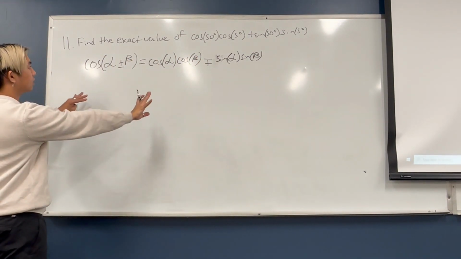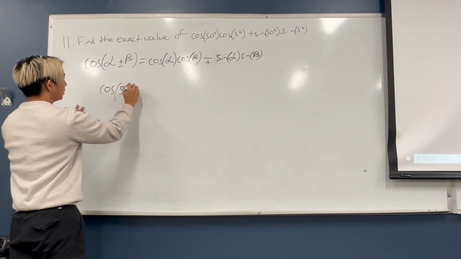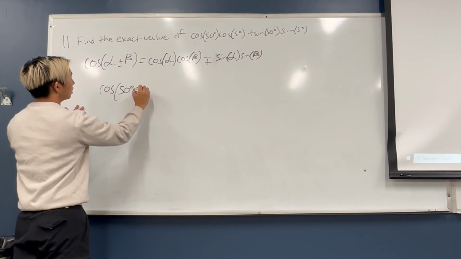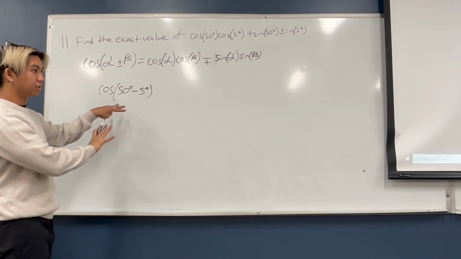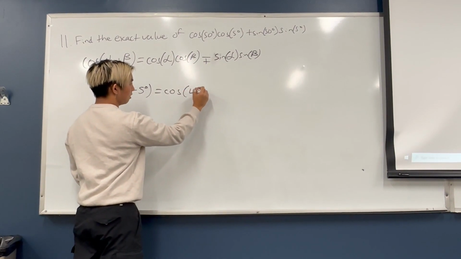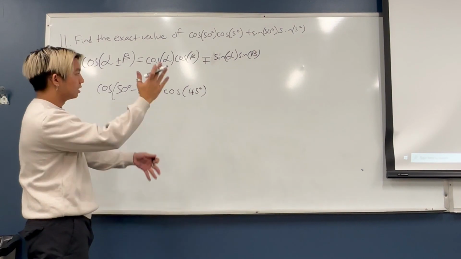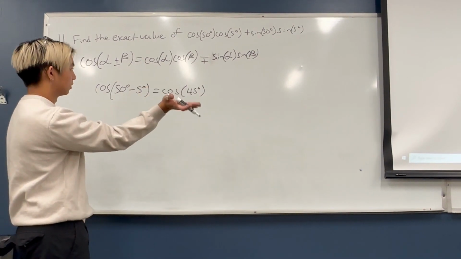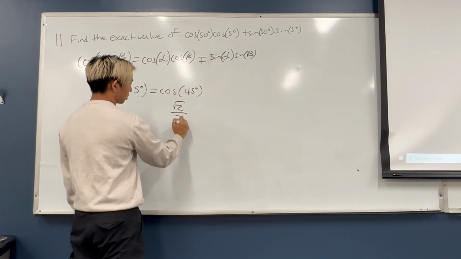So if we combine this all together, this looks like cosine of 50 degrees minus 5 degrees. If we do this literally, this would just be cosine of 45 degrees. And if we look at the unit circle, it's quadrant 1, this would be 45 degrees. So cosine is just a value of square root of 2 over 2.